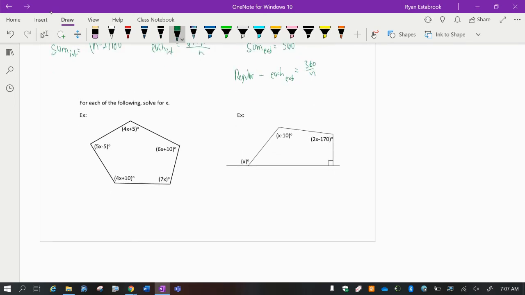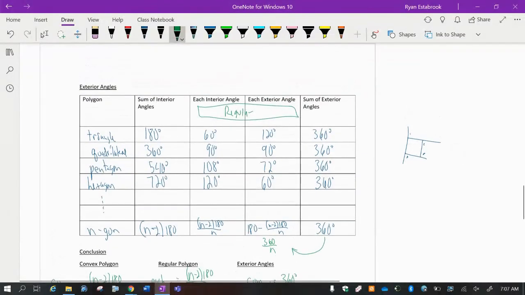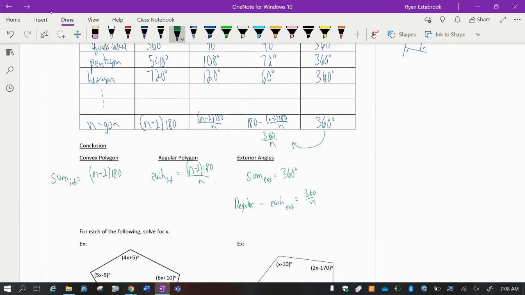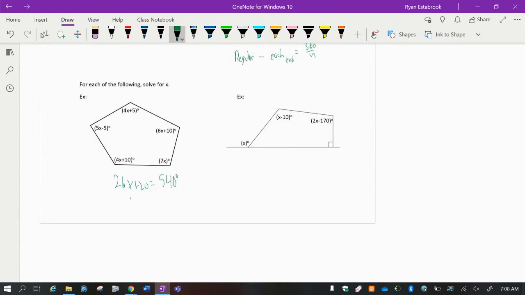First one is a convex pentagon. It might be regular, I don't know, but it's definitely convex. So we're going to add up all these angles together. Add up all the terms, 5x plus 4x plus 6x plus 7x plus 4x. Let's see, it's 9, 15, 22, 26x. Add up all the numbers, 10 plus 20, is equal to 540 degrees. Where did I get 540? Well, in a convex pentagon, the sum of the interior angles is 540. I was using that formula, 5 minus 2 times 180. So then subtract 20 from both sides. Divide both sides by 26, and we get x equals 20.